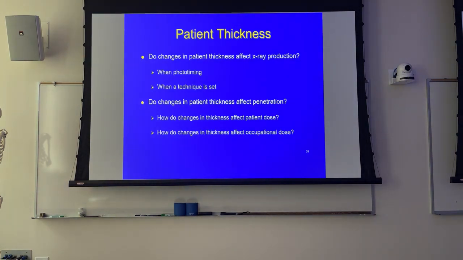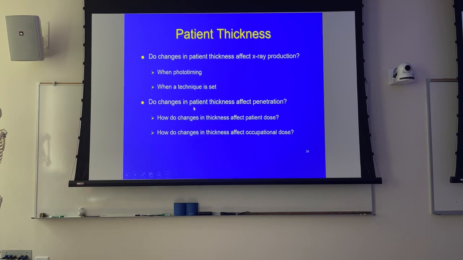So same thing with patient thickness. As the patient gets thicker, if you're phototiming, the phototimers are just going to stay on longer to receive the right amount of radiation before sending the signal over to the timer circuit to discontinue. Okay? But when you set a technique, your index number is going to show up that you underexposed the patient.